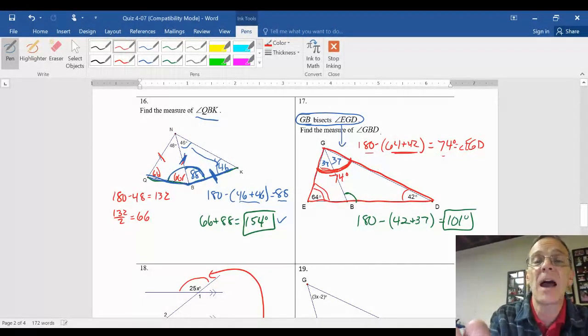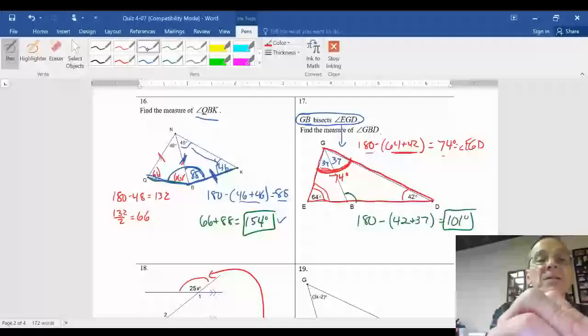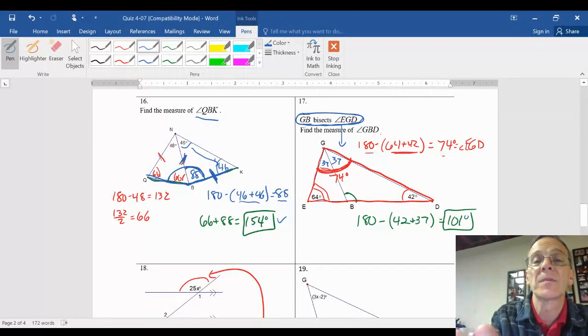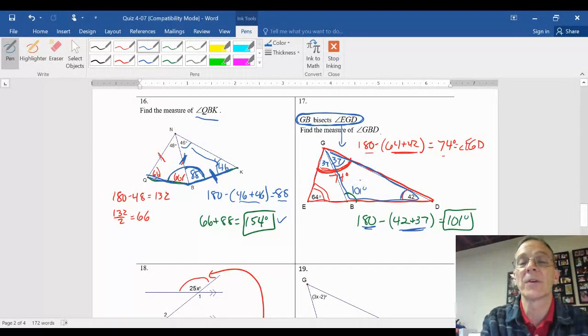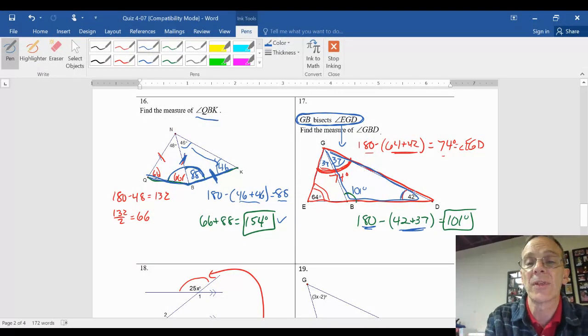Then you have to go back and see this information, that this segment, GB, bisects that 74-degree angle, dividing it into two equal pieces of 37 degrees each. And now, in this blue triangle, we have a 37-degree angle and a 42-degree angle. And if you add them and subtract from 180, you'll get the measure of the angle that I asked for. Again, not the only way to get to that 101-degree angle, but you absolutely had to start with that big red triangle.